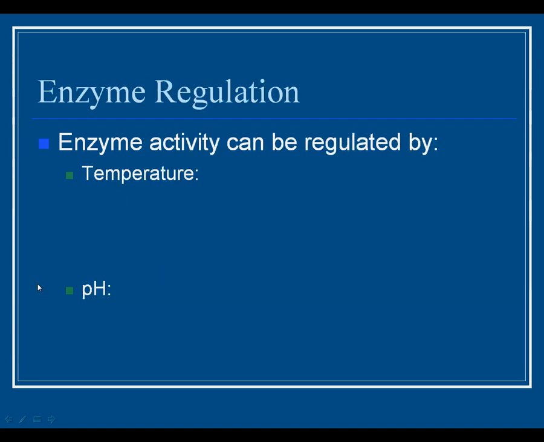Now, there are some things that can regulate enzyme activity, so how quickly enzymes perform their functions. Temperature and pH are the biggest factors, although there are a few others. These are the two that we're going to talk about.